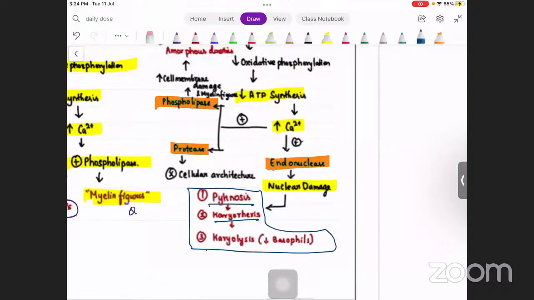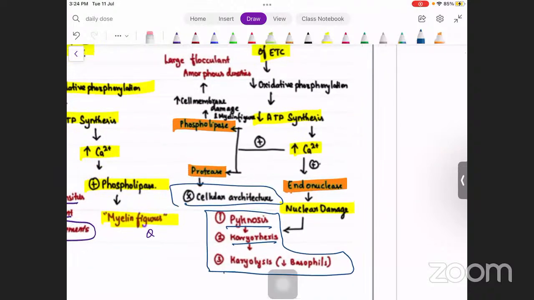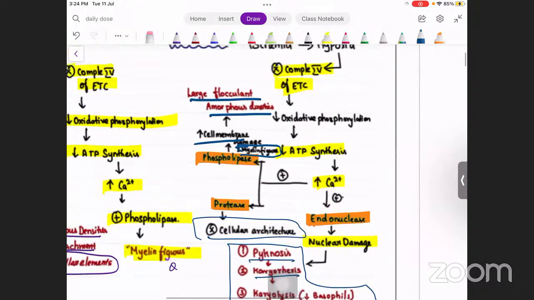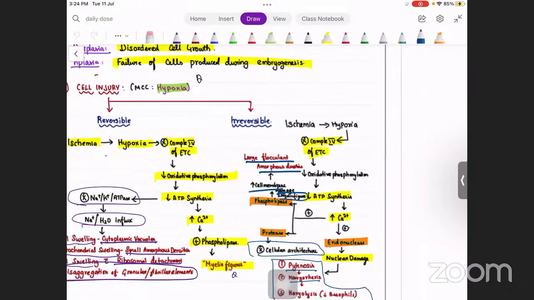Protease activation could result in disintegration of your cellular architecture, and phospholipase activation could result in cell membrane damage. You may see the myelin figure, and because of the cell membrane damage, you may see the large flocculent amorphous densities. So very simple, people. Cell injury, most common cause hypoxia, could be reversible or irreversible. Both have the same mechanism till ATP production. What is the difference?